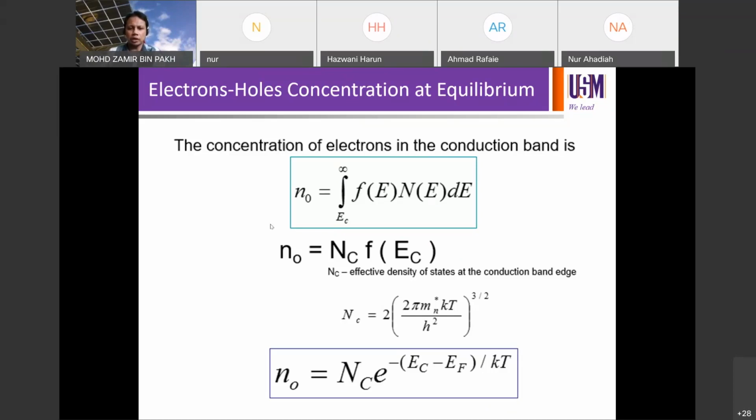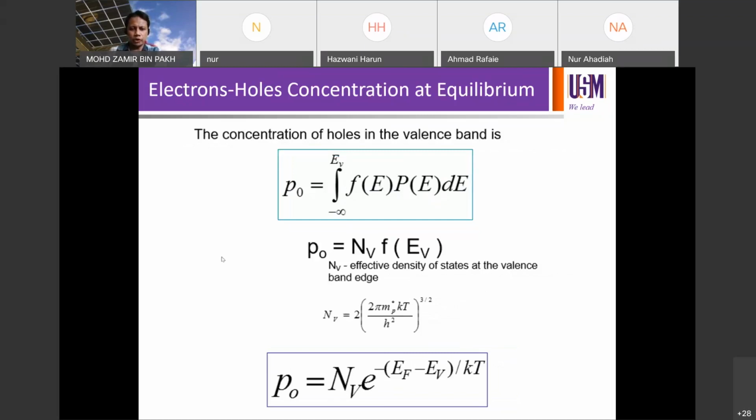So if you plug this in, it'll be simplified to n naught equals NC, the density of states in the conduction band, times the exponential of the simplified version of your Fermi-Dirac distribution function, negative (EC minus EF) over kT. So that will give you the density of free electrons in equilibrium. n naught is the density of free electrons, where naught is for equilibrium condition. You need to know the density of free electrons and free holes in equilibrium first before we start doing anything to the system or to the semiconductor material. So we need to know the original condition, which is the thermal equilibrium condition.